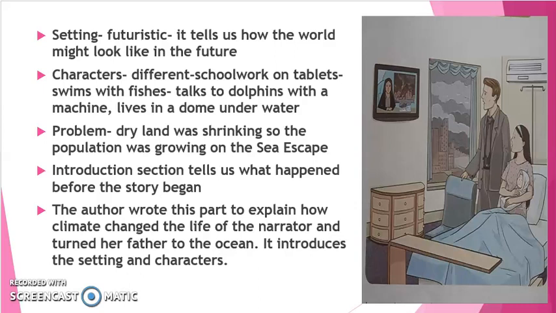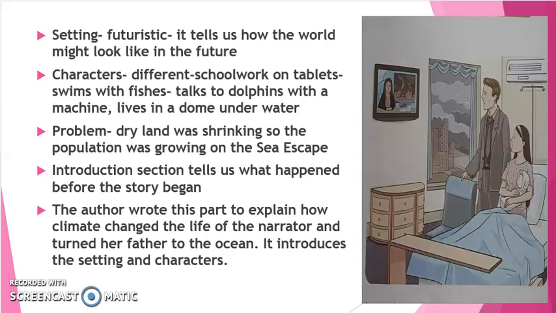The bigger problem is that dry land was shrinking, due to climate change. Now it's becoming hotter every year these days, and because it's becoming hotter and hotter, the climate is changing. These days we have a very erratic climate. We have a climate which we cannot even predict.